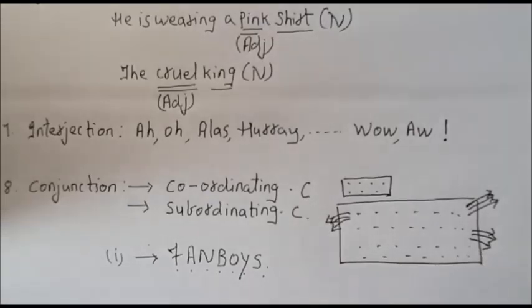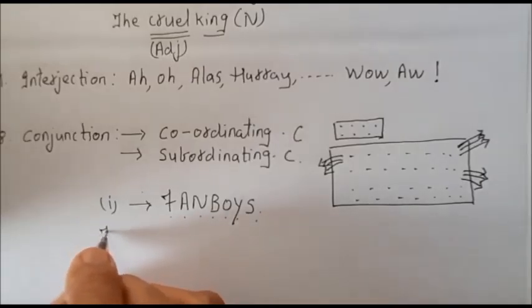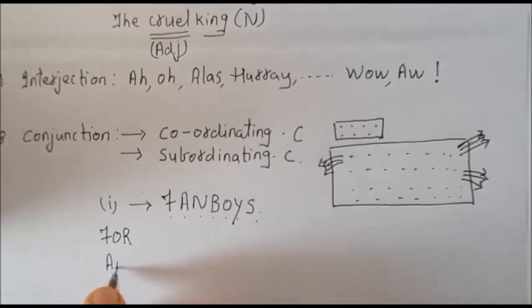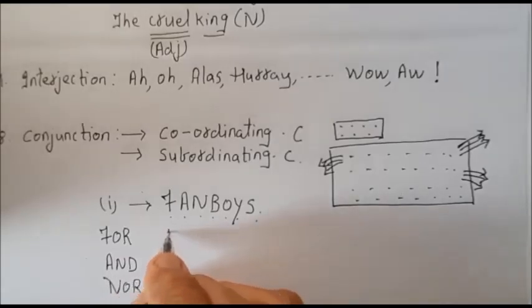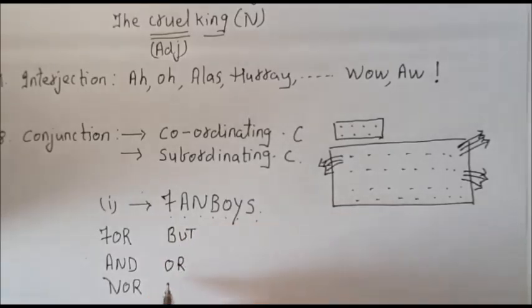So at least at present, let's start just with a small introduction on FANBOYS. So F is for for, A is for and, N is for nor, B is for but, O is for or, Y is for yet, and S is for so.